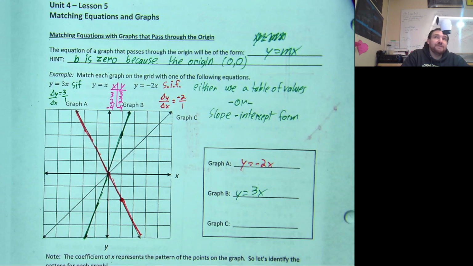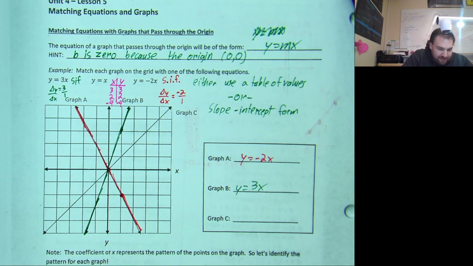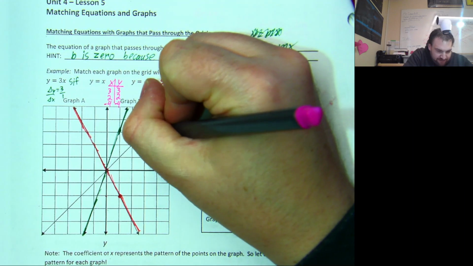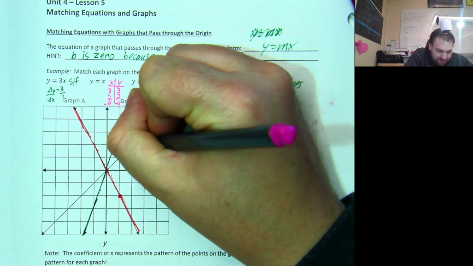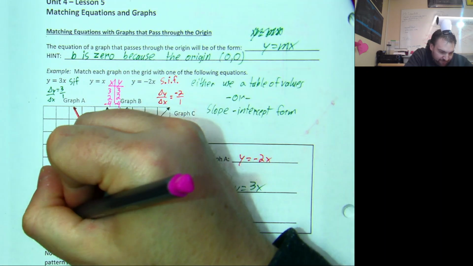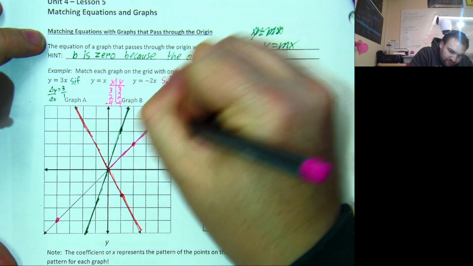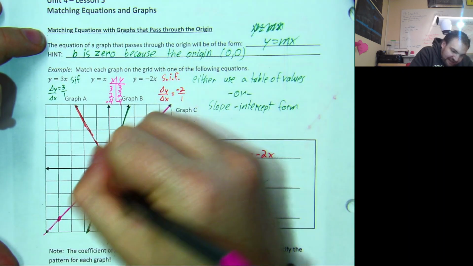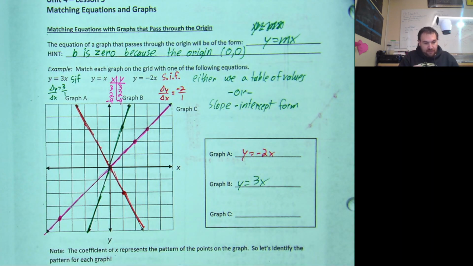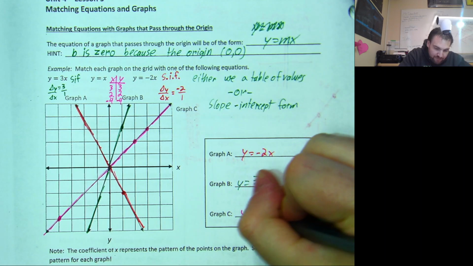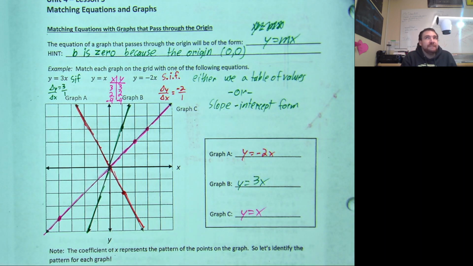So let's plug these values onto my graph and see what line they end up with. 3, 3 is going to be right there. 2, 2 is going to be right there. Negative 4 is going to be right there. What line have we stomped all over? That is graph line C. So that equation is going to be y equals x. So it doesn't matter if you use a table of values or slope-intercept form.